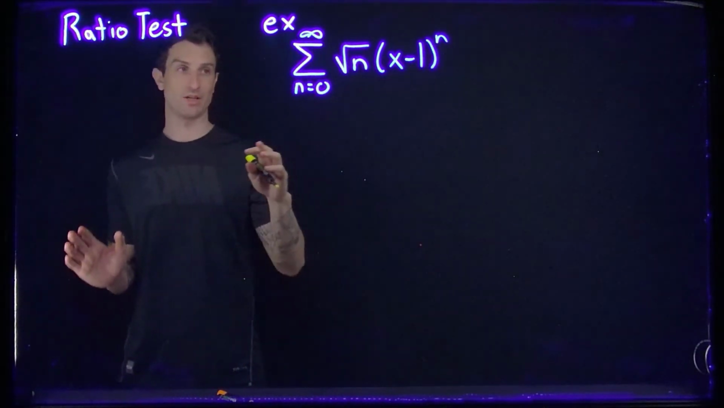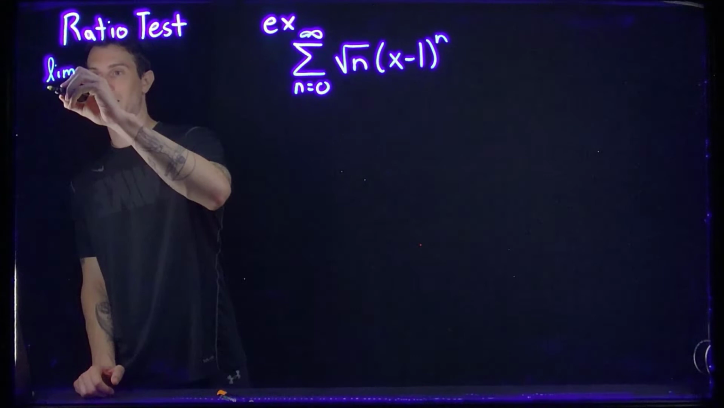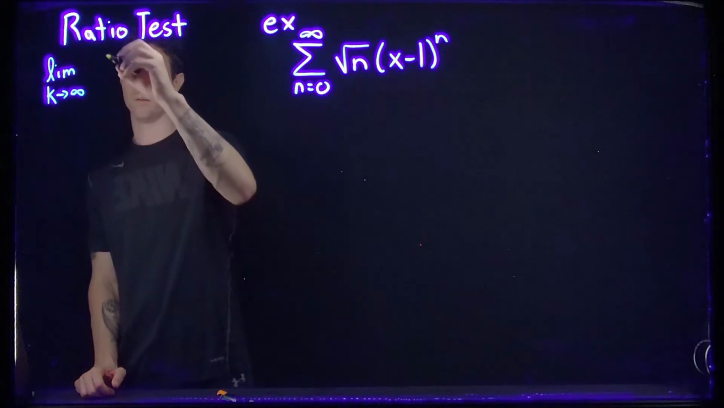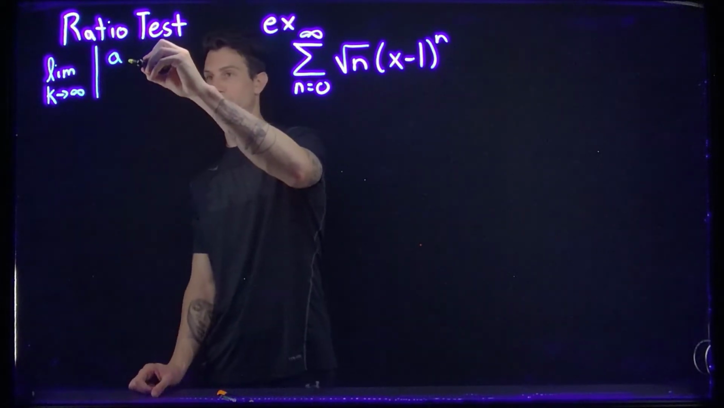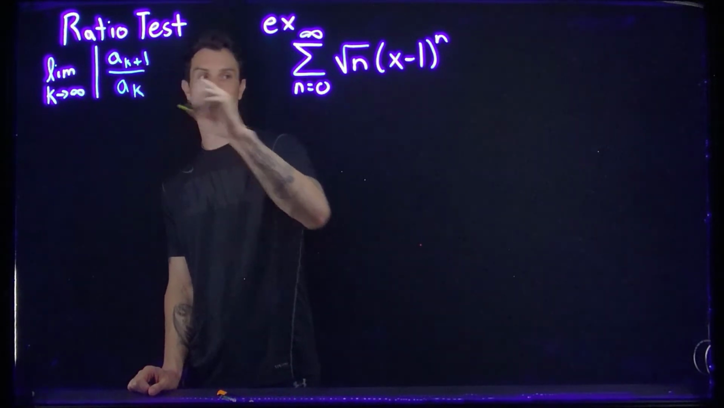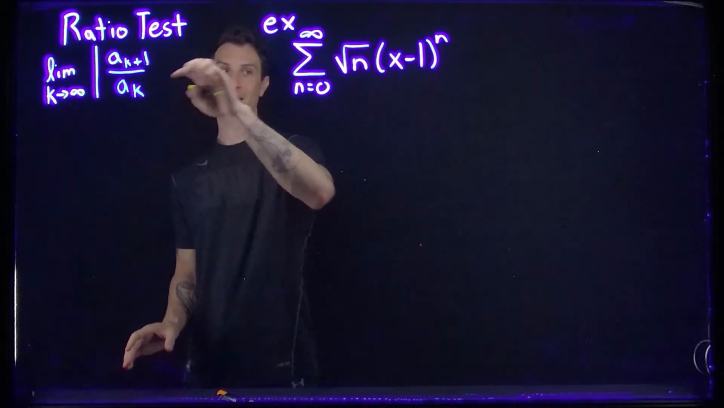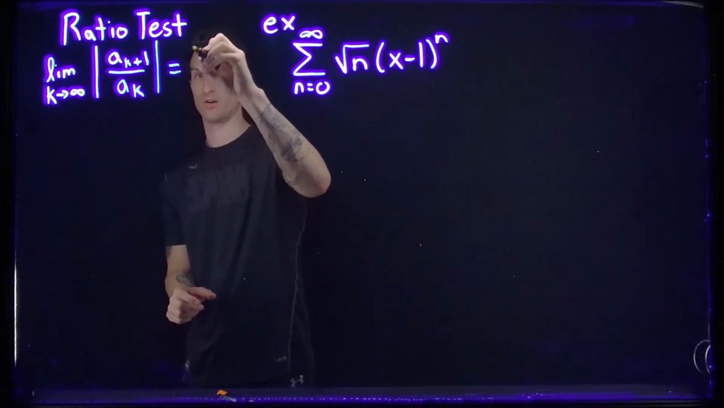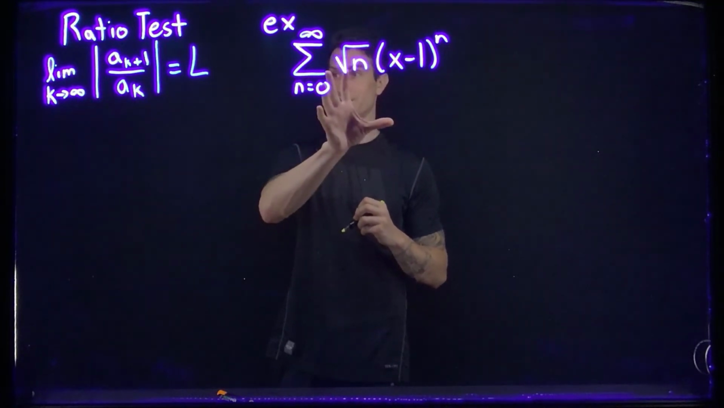Now the ratio test states, if I take the limit as k goes to infinity of the absolute value, and this is the part that is going to look foreign, a to the k plus 1 divided by a to the k, where a to the k is just some term in here. Essentially we're just going to start switching n's for k's, and k plus 1's instead of n's over here. Whatever we get, we're going to call L, which is the limit. So we need to calculate this, and we'll go through the steps over here on how we do that.